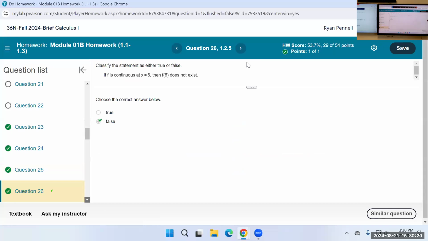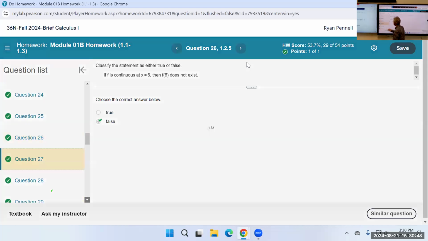Okay. Classify the statement as either true or false. If f is continuous at x equals 6, then f of 6 does not exist. No, if it's continuous, it has to exist, which means there are no holes in the function. So it exists, it's just a trick question. So that statement is false, because it would exist. If it's continuous, then of course it exists.